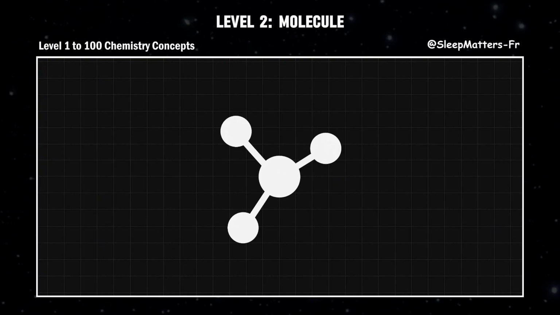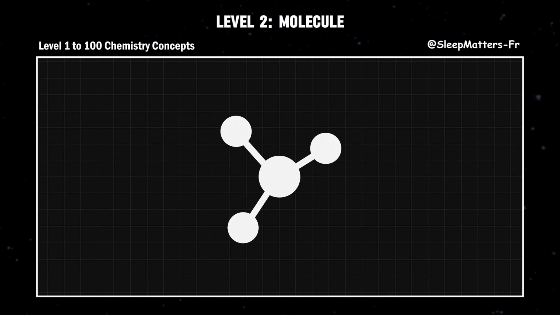Level 2. Molecule. A molecule is not just a tiny piece of matter. It is a connection, a bond between atoms. Atoms are the basic building blocks of everything, but they rarely exist alone. They are too reactive, too eager to connect. When 2 or more atoms bond together, they form a molecule.